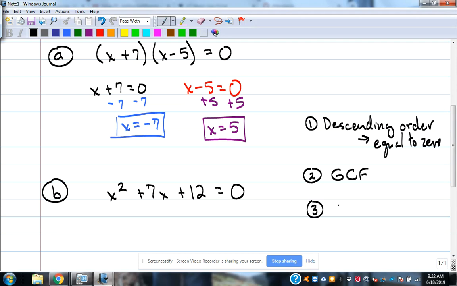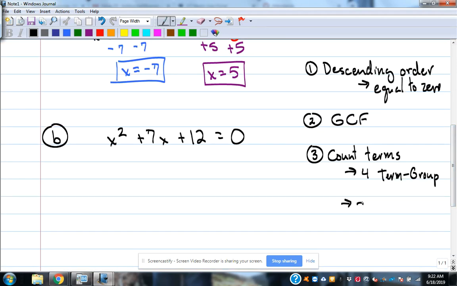The next thing we're going to do is count terms on the side that's equal to 0. So this side over here is what we're trying to count terms on. Remember, if there were 4 terms, we're going to do grouping. If there are 3 terms, I'm going to do that X method. We'll get some practice with that today as well. And if there are 2 terms, since we're dealing with quadratics, we're going to see difference of squares today.